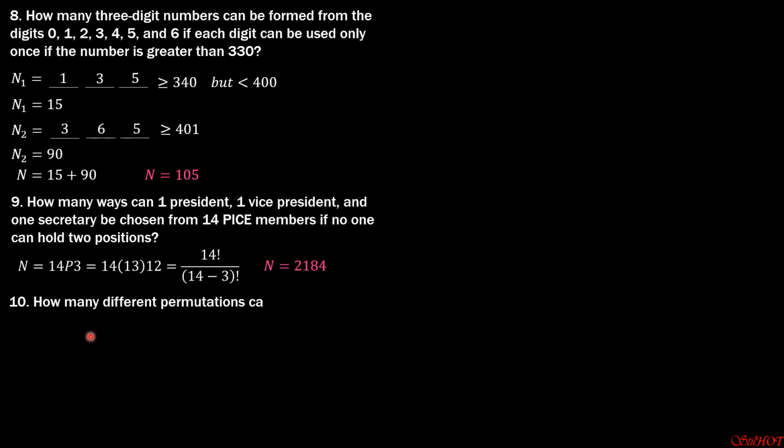Problem 10: how many different permutations can be made of the letters of the word infinity? So this is permutations in which some things are identical of the first kind, and other things are identical of a second kind, and so on and so forth. The formula is n factorial divided by r1 factorial, r2 factorial, and so on.